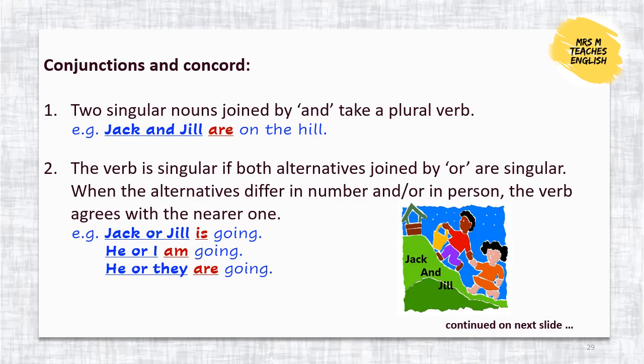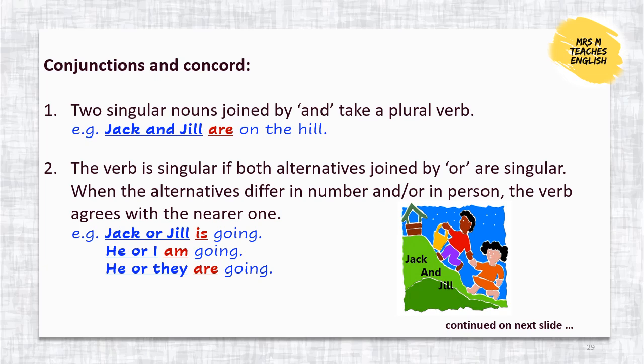Conjunctions are easier. If two singular nouns are joined by and, then you need a plural verb. So Jack and Jill are on the hill. But don't forget about the exception, when the two nouns are considered one thing. Remember, fish and chips is my favorite takeaway.